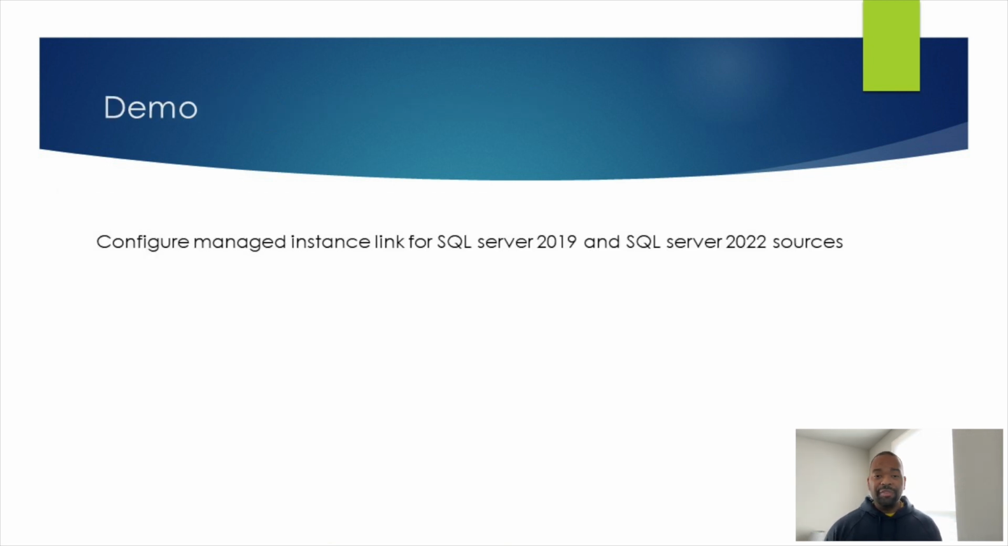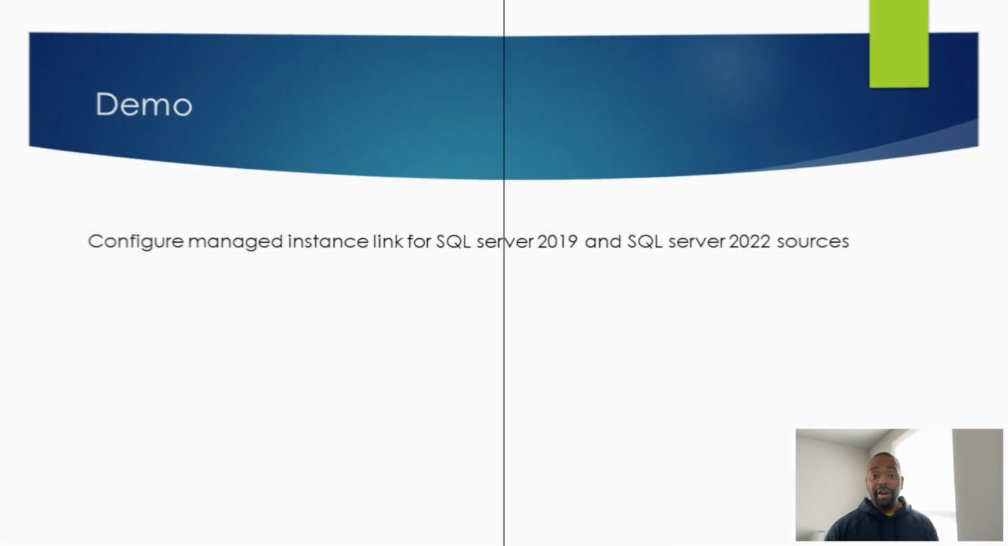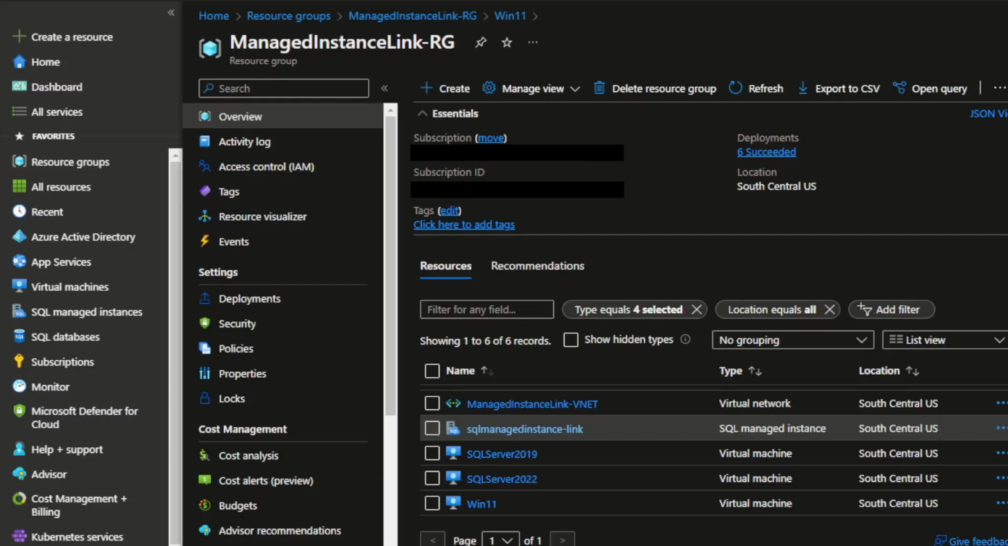All right, guys, so we've talked and talked and talked, and you guys can see how great that Managed Instance Link actually is. So hey, let's get to the fun part now. Let's go out and actually set some of these links up and let's see how they work. So today we're going to set up a managed instance link for one database that is inside of a SQL Server 2019 system, and we're going to set up a link for one database inside of a SQL Server 2022 instance. All right, guys, let's get to it.